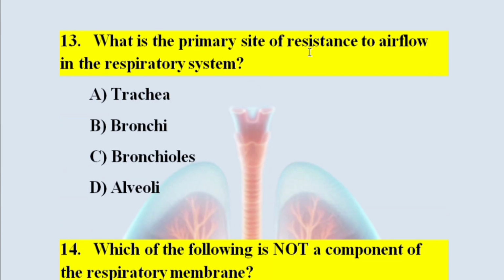What is the primary site of resistance to airflow in the respiratory system? Alpha, trachea, beta, bronchi, Charlie, bronchioles, delta, alveoli. Here the right option is bronchioles.